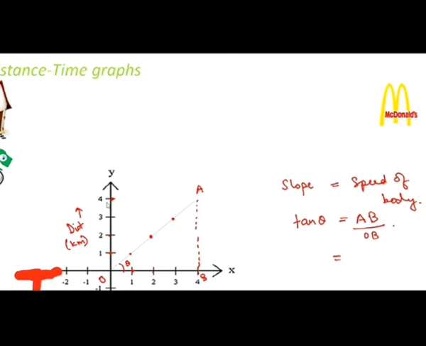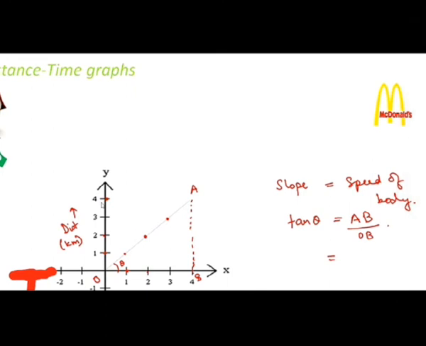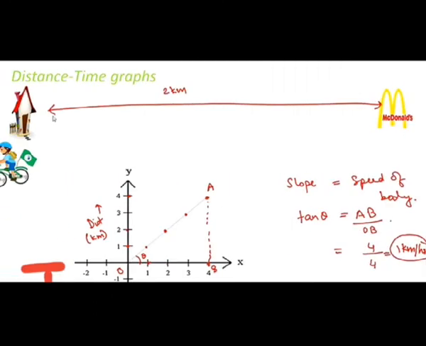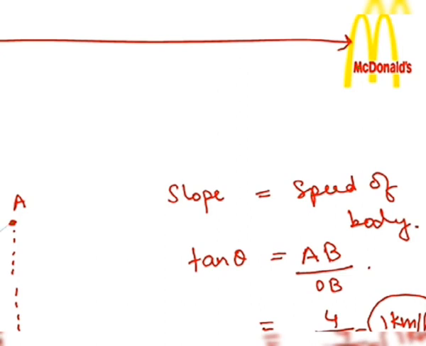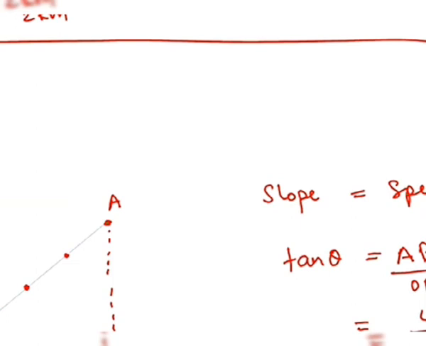Let's look at the same thing graphically. In this case, you will see that the boy covers a distance of 4 kilometers in 4 hours. So AB is 4, OB is 4, and 4 divided by 4, you will get 1 kilometer per hour. This is the speed of the body here in this example. So you understood in this graph what speed is. Speed is nothing but the rate of change of position. So if we want to derive speed, you need to plot the distance time graph, and the slope of the graph gives you the speed of the body.